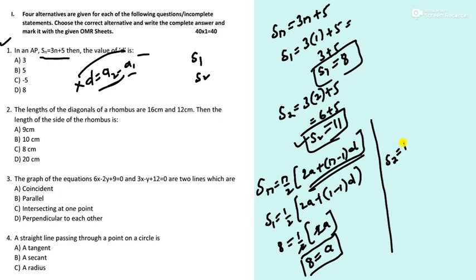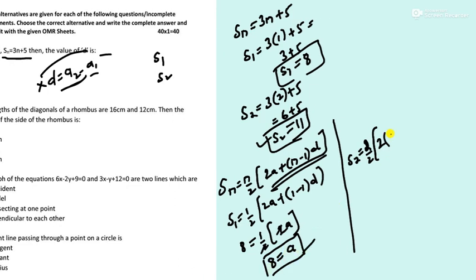S2 is n by 2, so it is 2 by 2 into 2a. Now a you are going to substitute as 8. Plus n minus 1, so that is 2 minus 1 into d, which is unknown. S2 value is 11, substitute it here. 2 by 2 is 1, 8 2s are 16, plus 2 minus 1 is 1, into d is d itself.